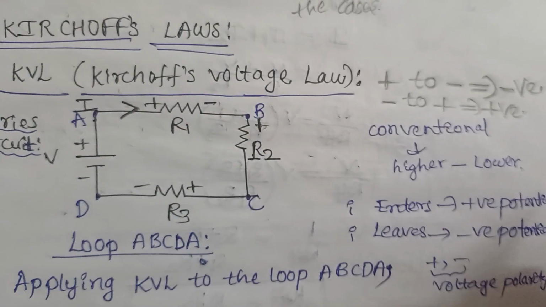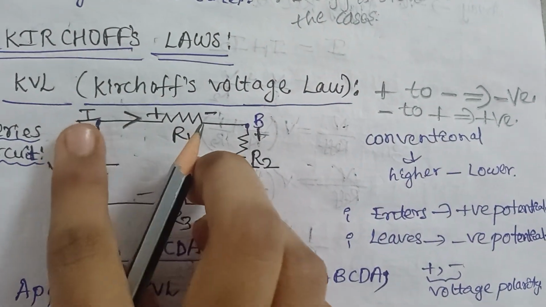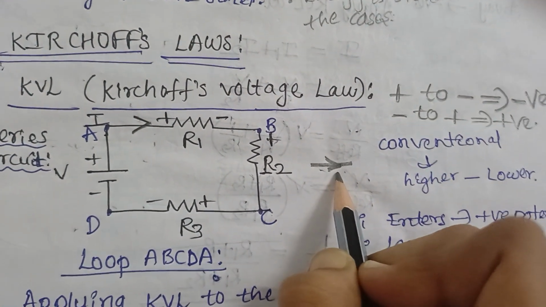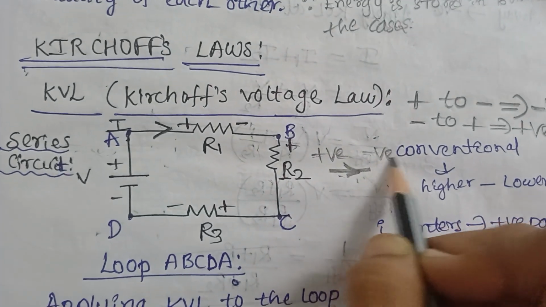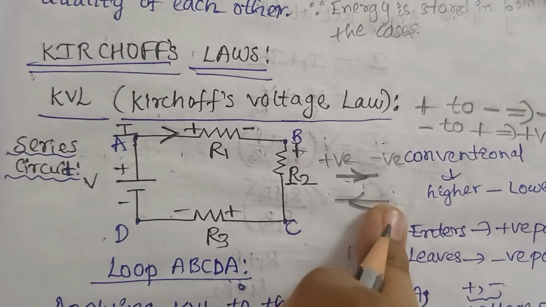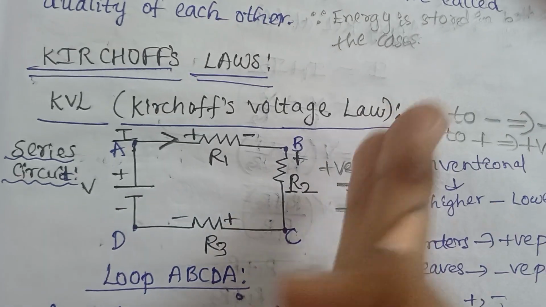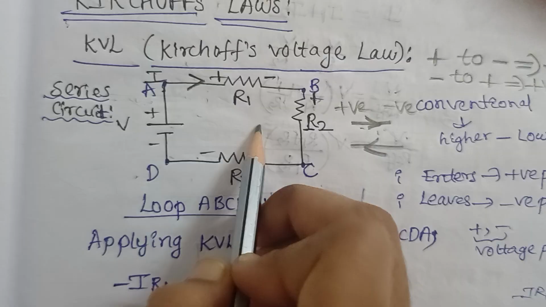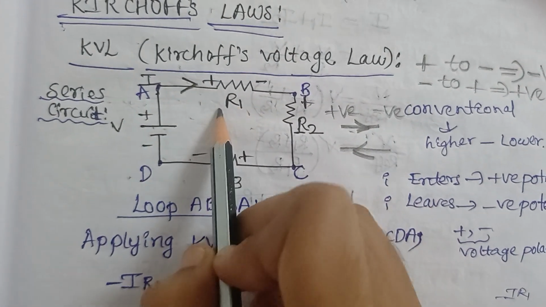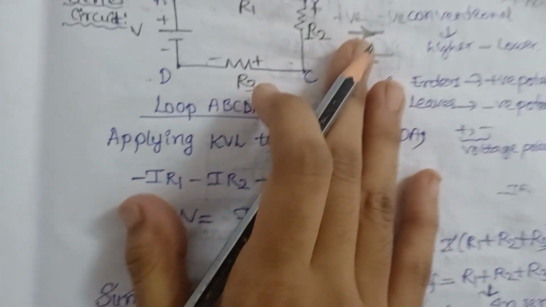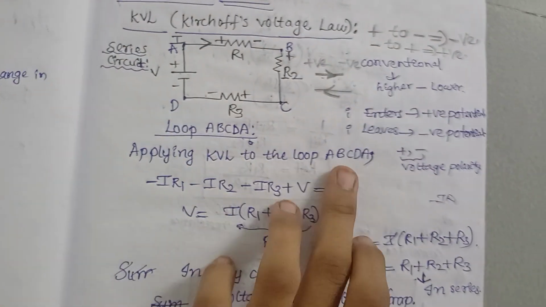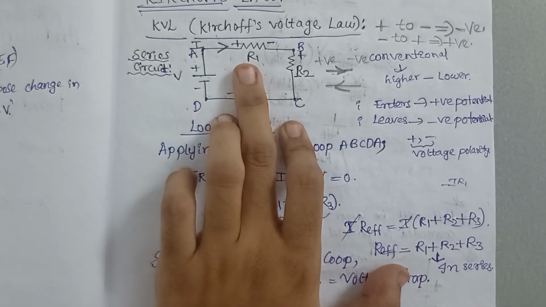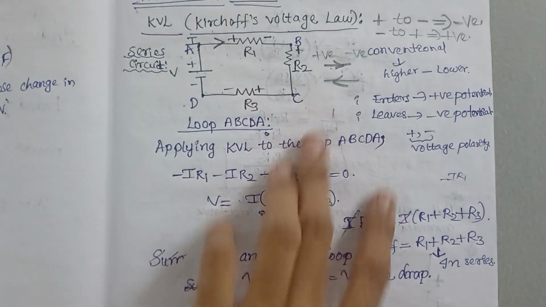As previously discussed, the current always moves from positive to negative. Since your current is moving in this direction, it is moving from positive to negative. If your current direction is in this way, then also it is moving from positive to negative. Remember this point. And now you have resistors involved, R1, R2, and then R3. Applying KVL to this loop, we know that the sum of these voltages should be equal to 0.